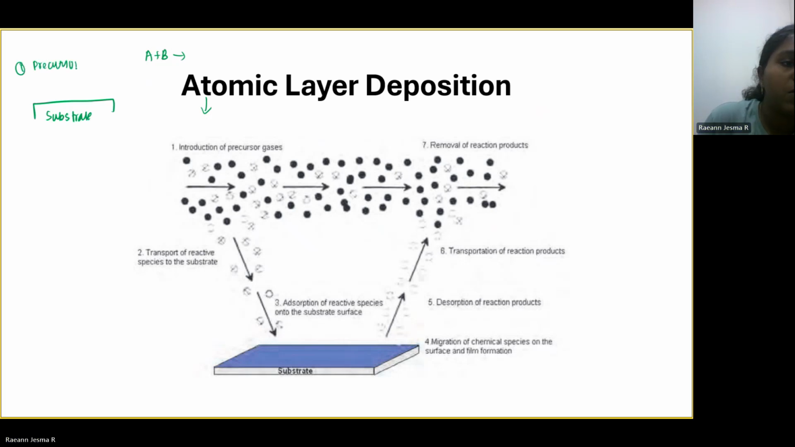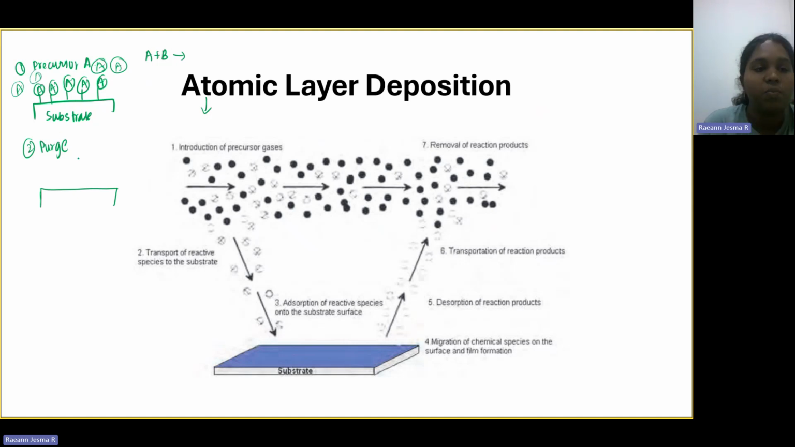Then we will purge the system. During the purging process, we will completely remove all traces of precursor A except the ones which are linked on this substrate. Earlier, when we were passing precursor A, we may have some remnants of precursor A in the gaseous form. However, when we purge, whichever precursor A has reacted with the substrate to form some kind of compound will remain. And then we will pass precursor B.